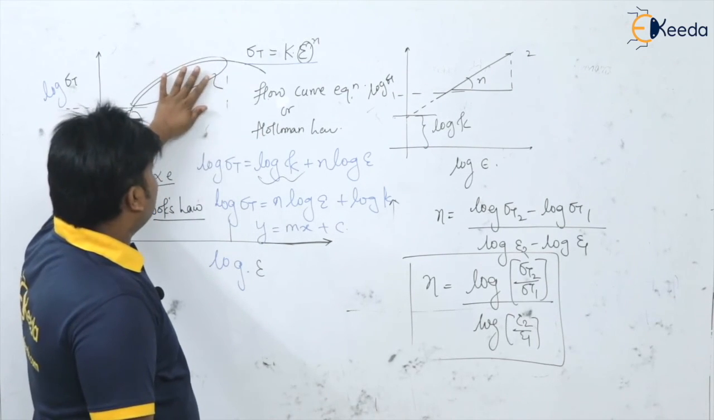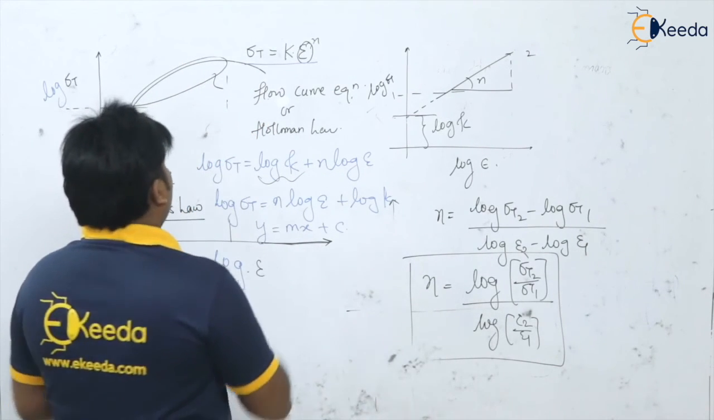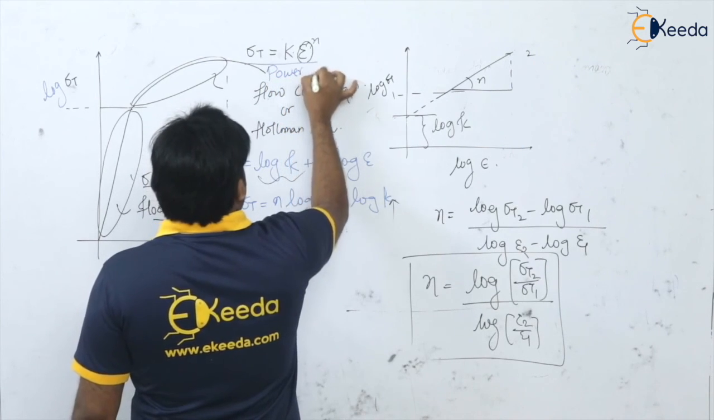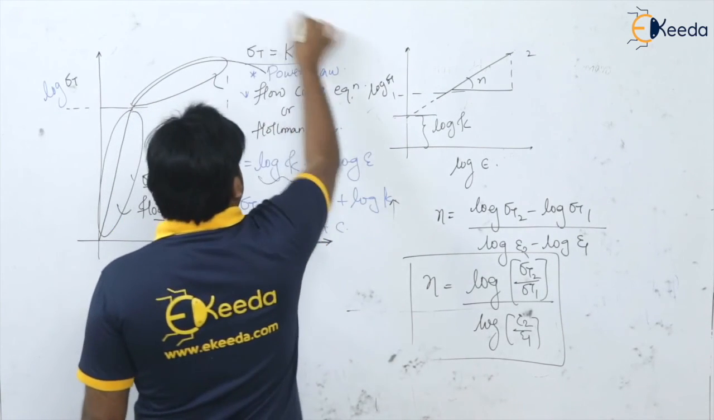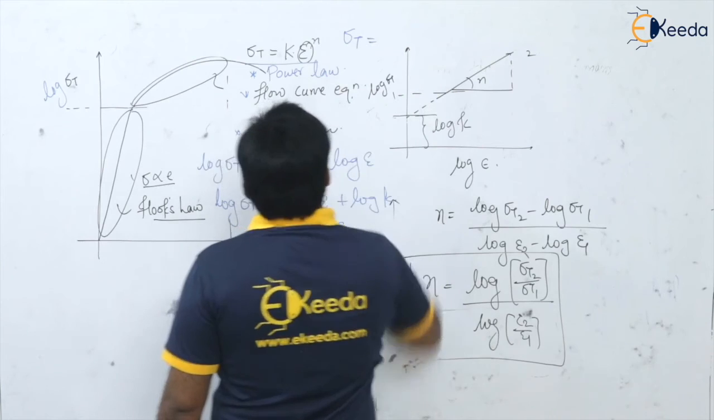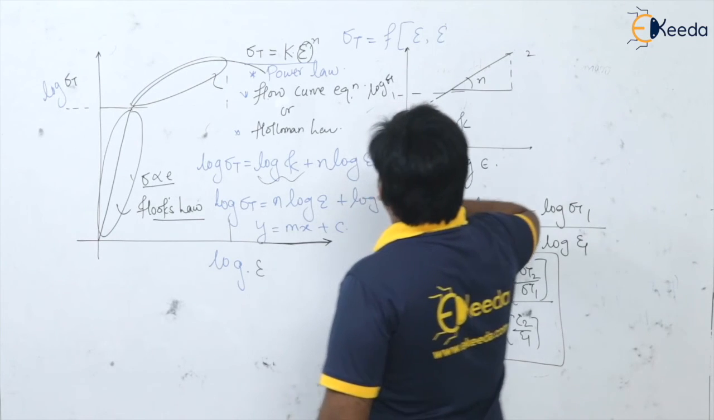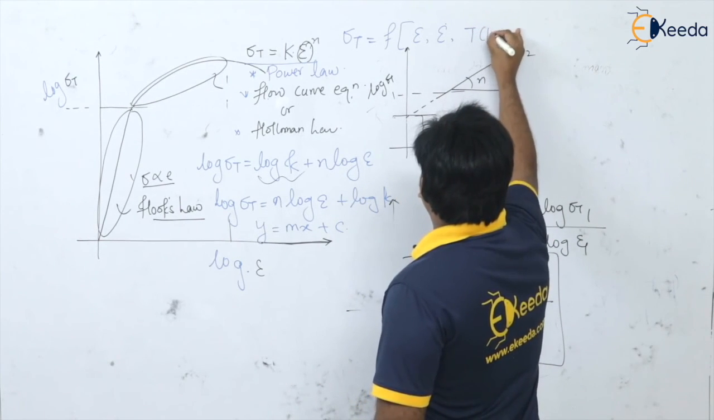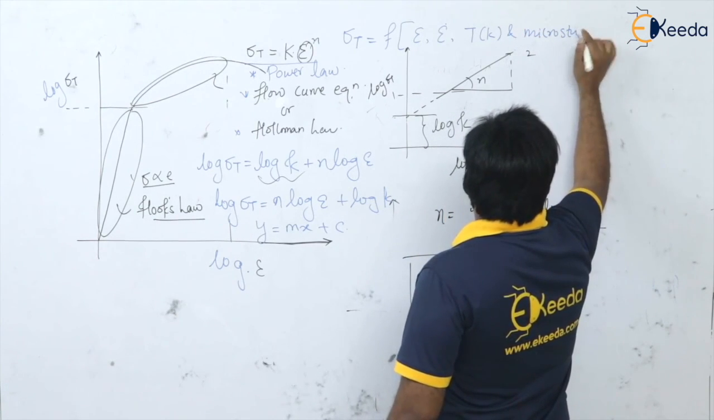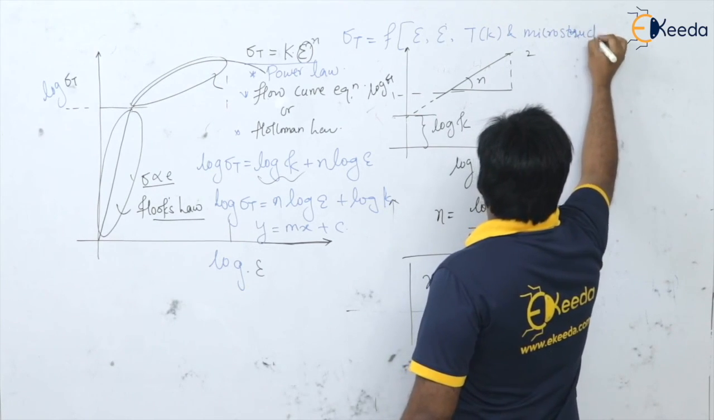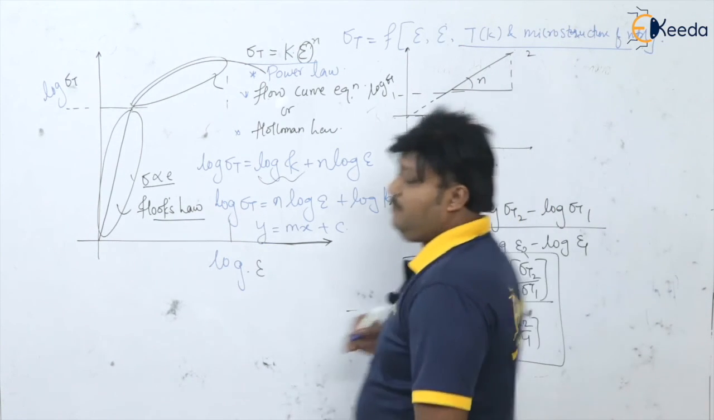This law is also known as the power law or the Holloman law. What do we call it? The power law, and it is a flow curve equation. And please keep it in mind that this sigma t, which is the true stress, is a function of the true strain, temperature in Kelvin, and the microstructure of the material. Please remember this, very important.